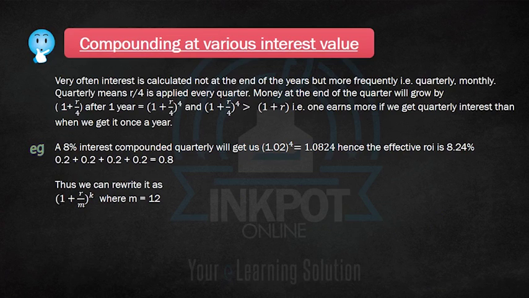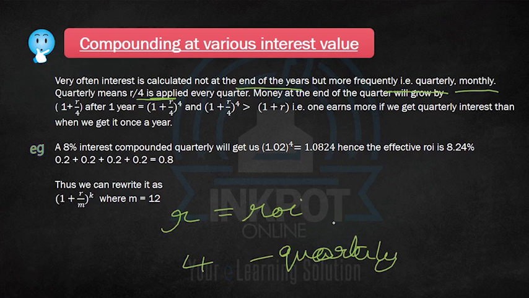Now, when you're looking at compounding at various interest values, very often you find that interest is calculated not at the end of the year, as I just mentioned earlier, but more frequently. It could be quarterly, it could be monthly. And when you say quarterly, it means R by 4. That means it is applied every quarter. Here, R is the rate of interest, and 4 means that it is quarterly. So after 1 year, it will be 1 plus R by 4 raised to the power of 4. Why 4? Because the year is divided into 4 parts.